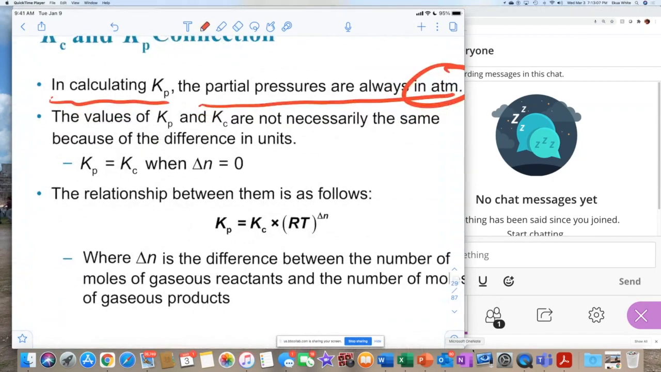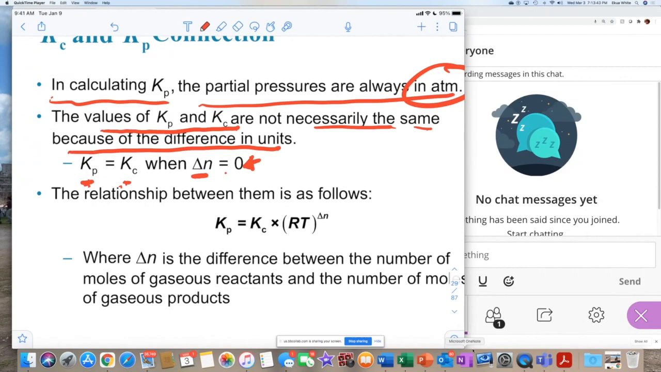The values of Kp and Kc are not necessarily the same, no, because they have a difference in units. Wait a minute, didn't we just say that they don't have units? Yes, we did. But the numbers that are used to get to it, right? So what I mean by that is here, we're told Kp and Kc are only equal to each other when the change in number of moles is 0. So this is not completely accurate. Let me add to this, okay?